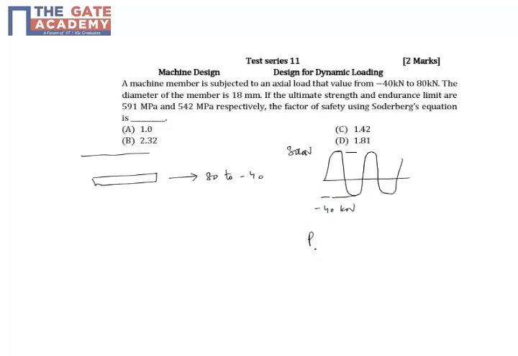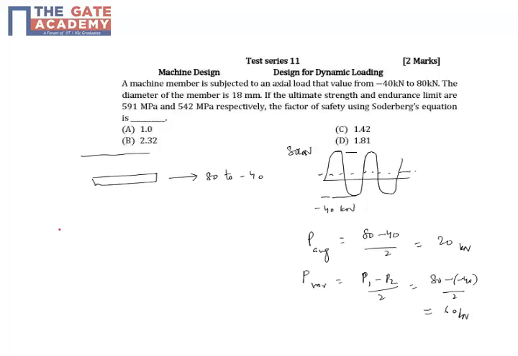So the average load is (sigma 1 plus sigma 2) by 2, so average is 20. Somewhere here there is the average, and the variable, which is the amplitude, is basically the max minus the average. Or you can do (P1 minus P2) by 2, that is also okay. So 80 minus of minus 40 by 2, or the max minus the average, that is also okay. So 60, 20 and 60 kilonewtons.